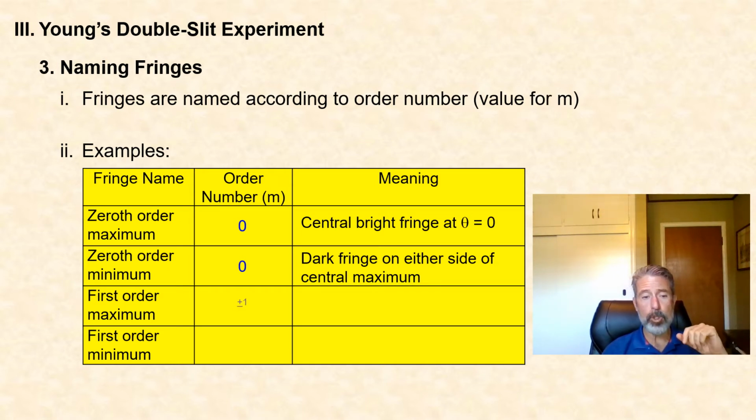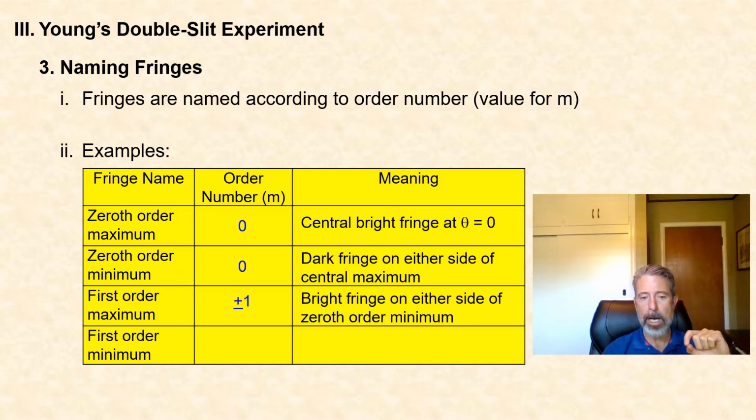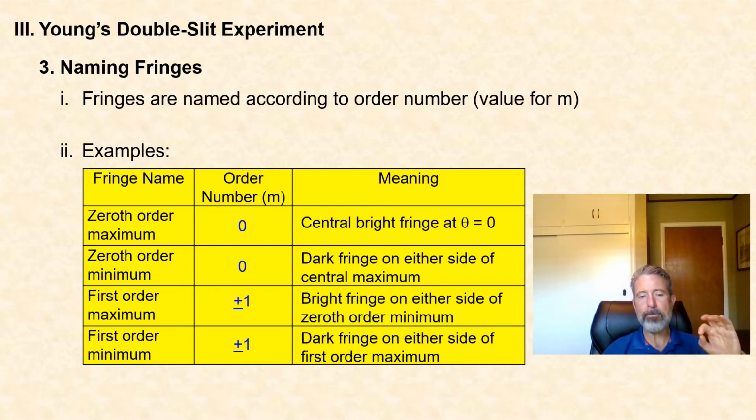When we talk about our first order maximum, that corresponds to the value of m equals plus or minus 1. So we're talking about the bright fringe on either side of the zero order minimum, or, said differently, the bright fringe on either side of the central maximum. And then last example, the first order minimum would correspond to an order number m of plus or minus 1. This would identify the dark fringe on either side of the first order maximum.